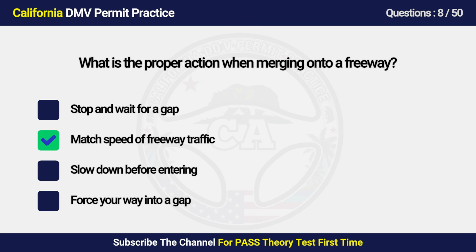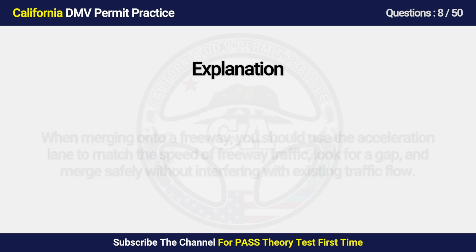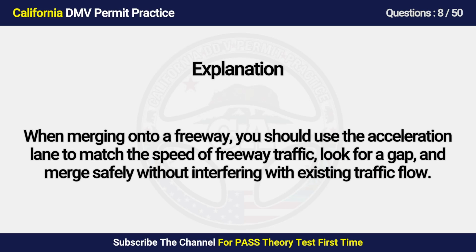Answer is B. Match speed of freeway traffic. When merging onto a freeway, you should use the acceleration lane to match the speed of freeway traffic, look for a gap, and merge safely without interfering with existing traffic flow.